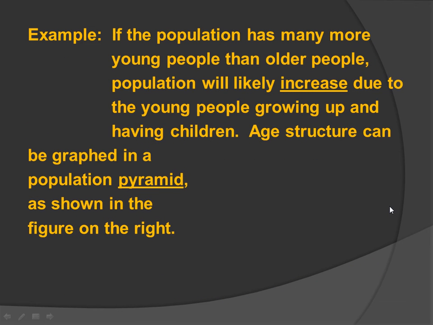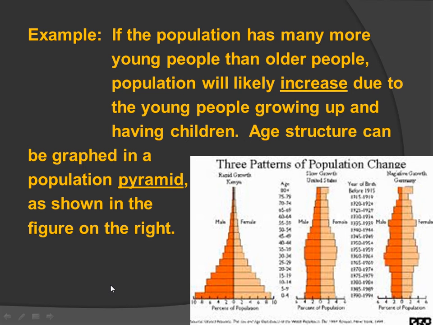For example, if the population has many more young people than older people, population will likely increase due to the young people growing up and having children. Age structure can be graphed in a population pyramid as shown in the figure on the right.